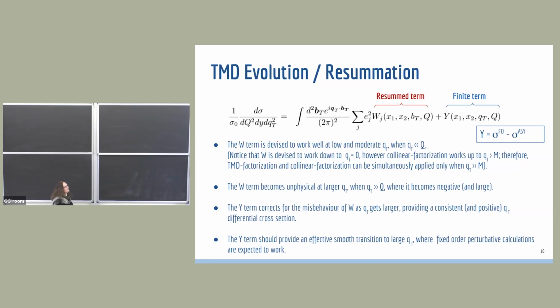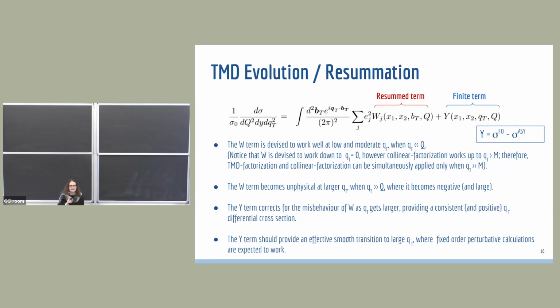Now, what is the problem of this scheme here? Well, the problem is that your W term, which is devised to work really well when Qt is small, fails badly when Qt gets large. And you don't have to go to very, very large Qt. The W term becomes unphysical pretty soon, okay, when you move to larger Qt. And it becomes badly, nastily unphysical because it goes to 0 and then it becomes negative. It drops down really quickly.